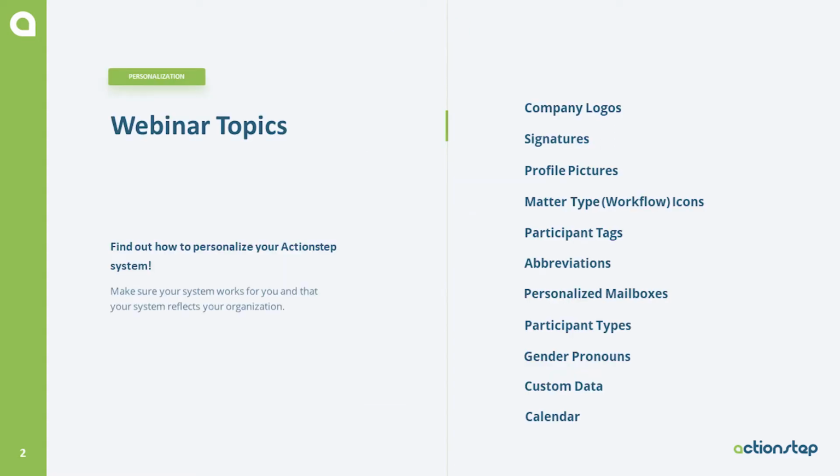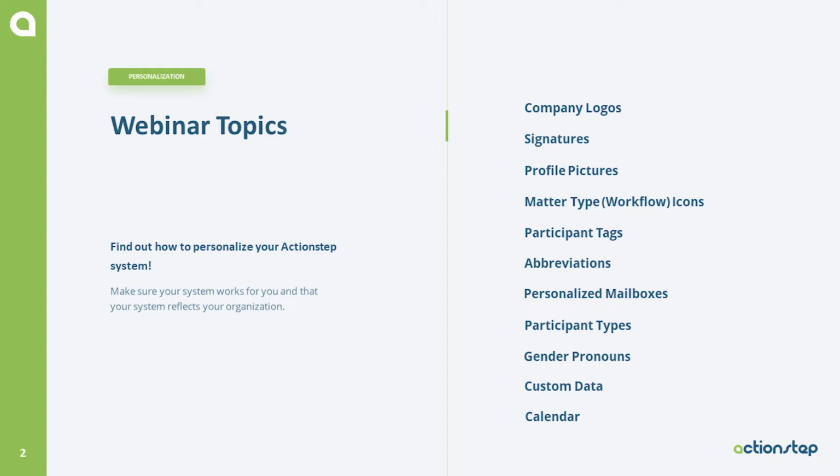The topics that we're going to cover are how do we insert our company logos? How do we insert our signatures and why should we do this? Should we have profile pictures for our staff members? How to add icons for our different matter types or workflows? What we can do with participant tags? How we can use abbreviations?